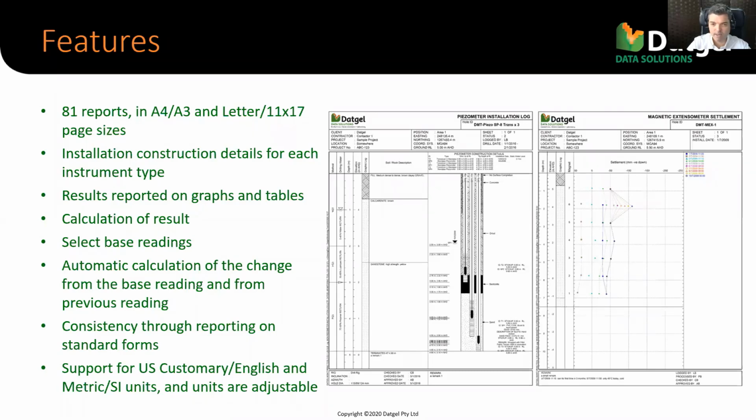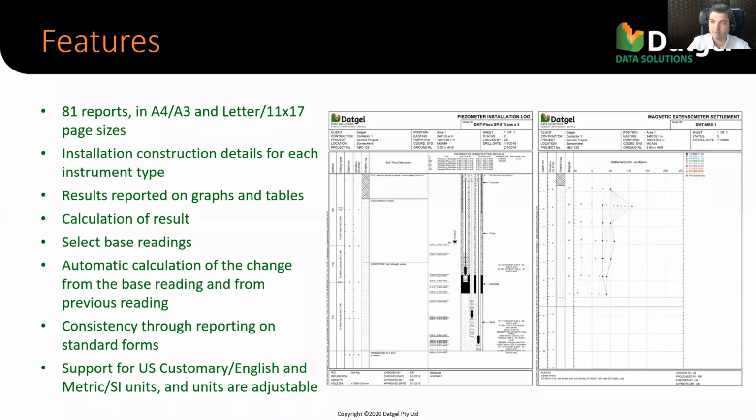Calculate the result allows you to select the base readings for a given instrument, and then it will automatically calculate the change from the base reading and the change from the previous reading. Depending on the type of instrument, it depends on what exactly that value is. Is it elevation? Is it displacement? Is it pore pressure? So you get standard presentations across all of your reports.